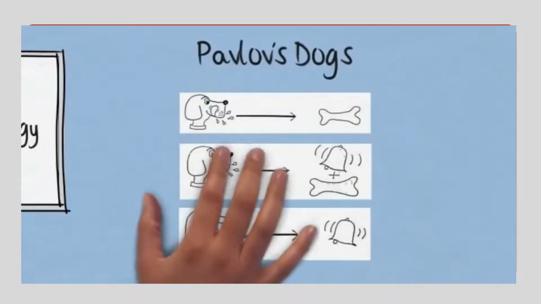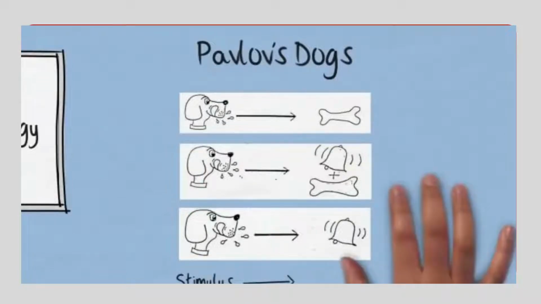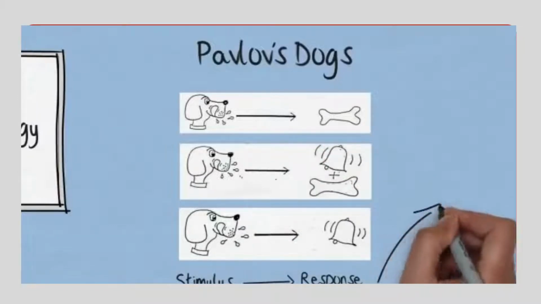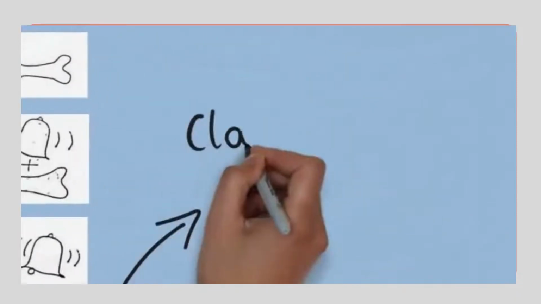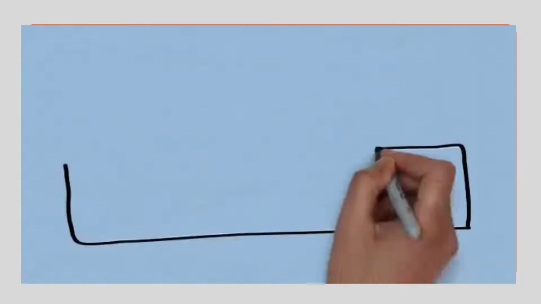Salivated every time a bell rang, whether there was food or not. In a nutshell, Pavlov discovered a process in which a previously neutral stimulus came to evoke a specific response by being repeatedly paired with another stimulus that evoked the response. And psychologists came to call this classical conditioning.